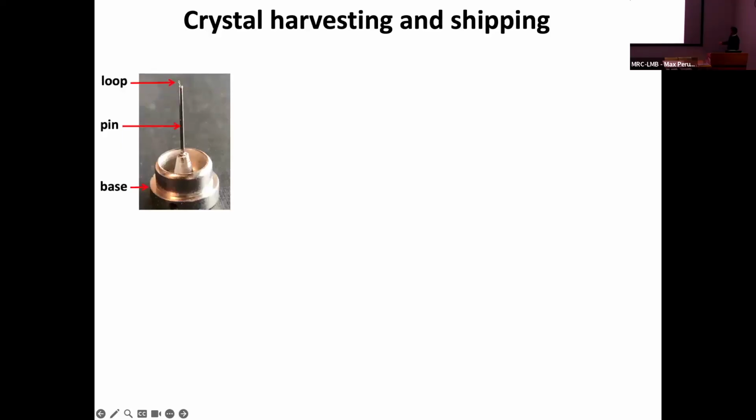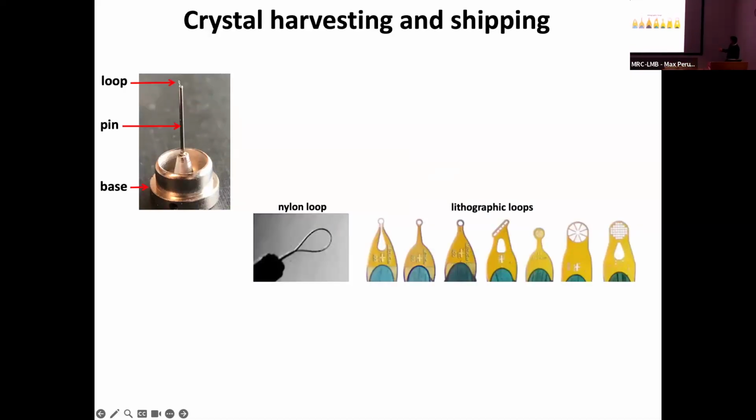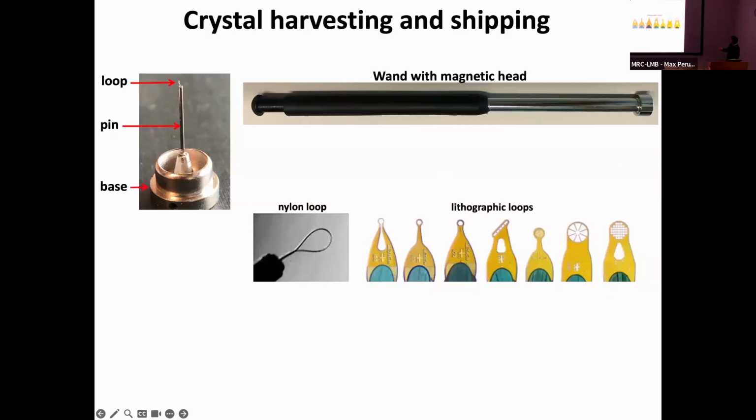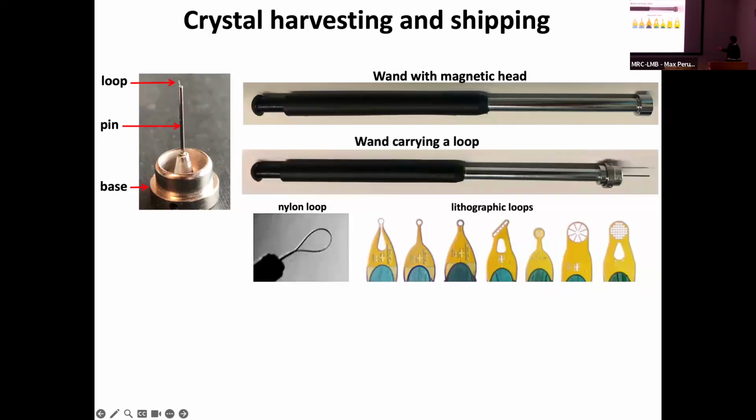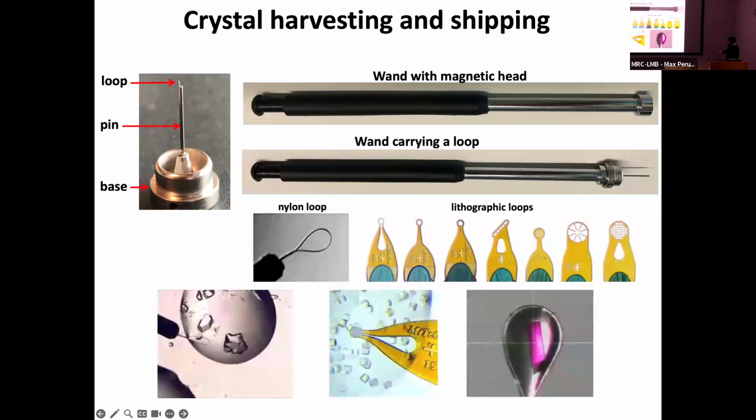Once you have a crystal, you need to harvest them. We harvest them into this kind of loops here, which are attached to this pin and this magnetic base, which is going to go on the goniometer. That's what the nano loop looks like. And also, there are different types of lithographic loops. You use this magnetic wand to attach at the bottom of the base to help you in fishing. That's what it looks like. This is what it looks like when you're trying to fish a crystal under the microscope.